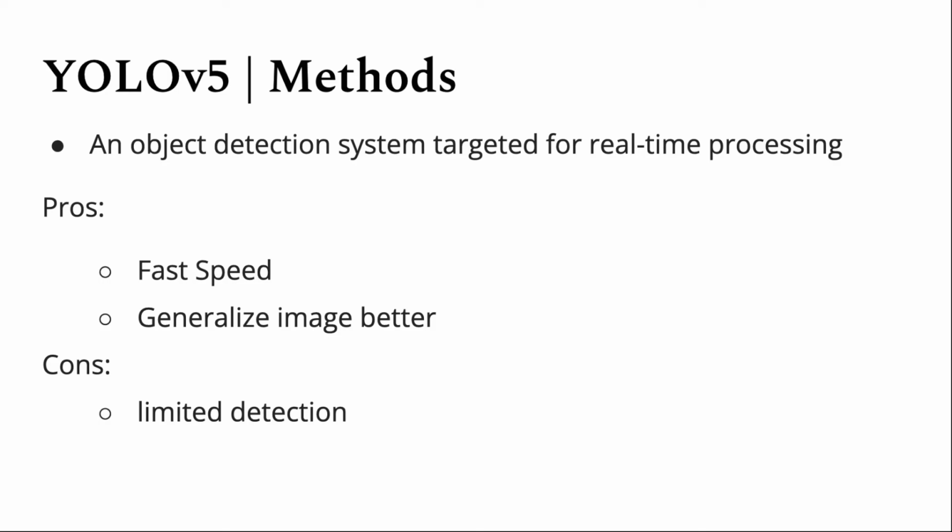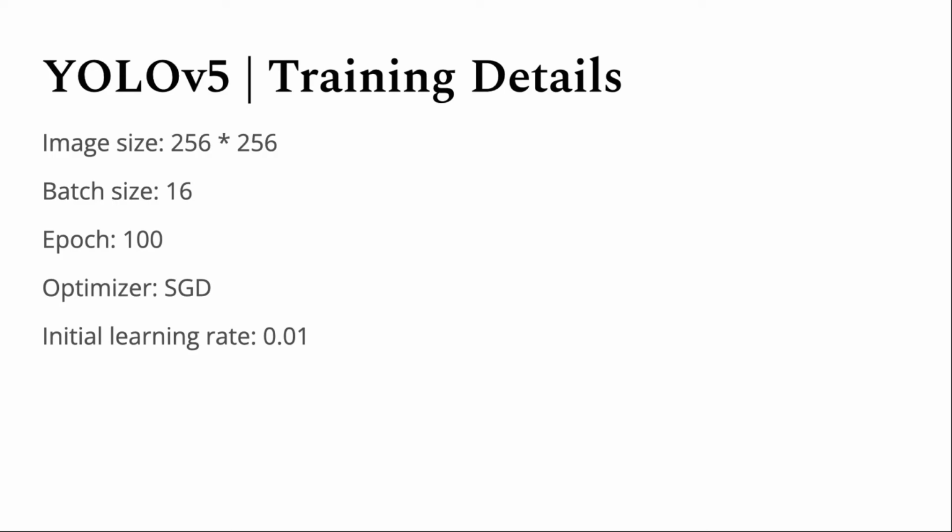And we also chose another model which is called YOLO V5. YOLO V5 is an object detection system targeted for real-time processing. It has the advantage of generalizing images better and faster speed. However, YOLO V5 imposes strong spatial constraints on bounding boxes, so it is hard to detect small or close objects.